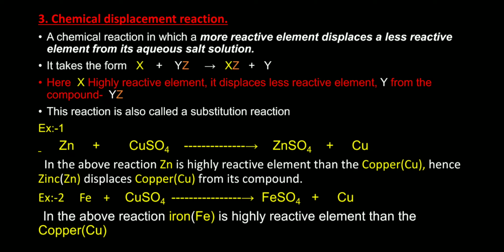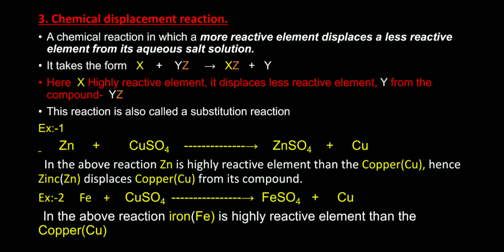Here, Y is a metal and X is also a metal. X is the highly reactive element. Y is the less reactive element. Then X displaces Y from its compound and forms XZ, plus Y comes to the product side singly. This reaction is also called a substitution reaction.